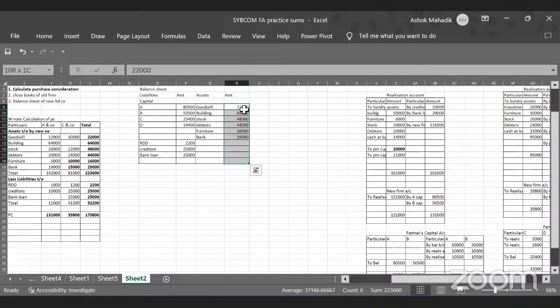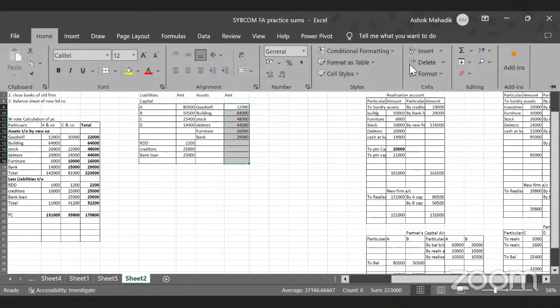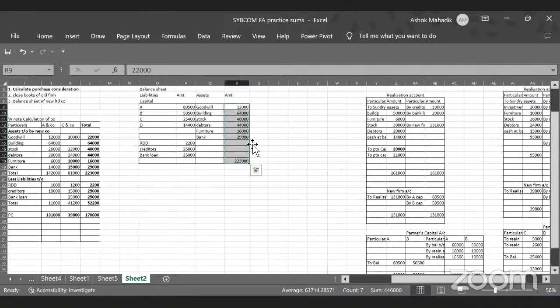Total is 223,000. Just sum it up. Same way for the other side also. Yeah, it's tallying. Okay. That's it, students. I hope you have understood everything. And just to give a recap again.